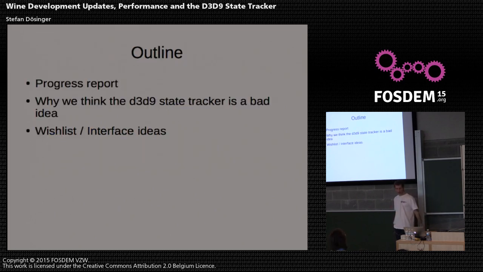So the outline: progress report. And to make it clear here already, we think the D3D9 state tracker in Mesa is a bad idea, and I want to underline why we think that with numbers, and then later on present some ideas how we can improve the OpenGL interface between Wine and Mesa.